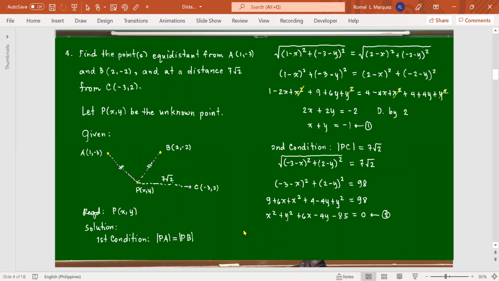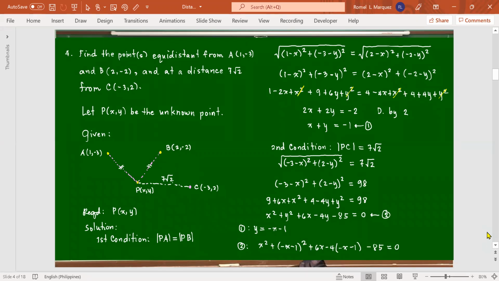From equation number 1, we have y is equal to negative x minus 1, no? From equation number 2, we can substitute this y here. So getting x squared plus y, but what is y? Negative x minus 1, quantity squared plus 6x minus 4 times y. That is negative x minus 1, minus 85 equals 0.